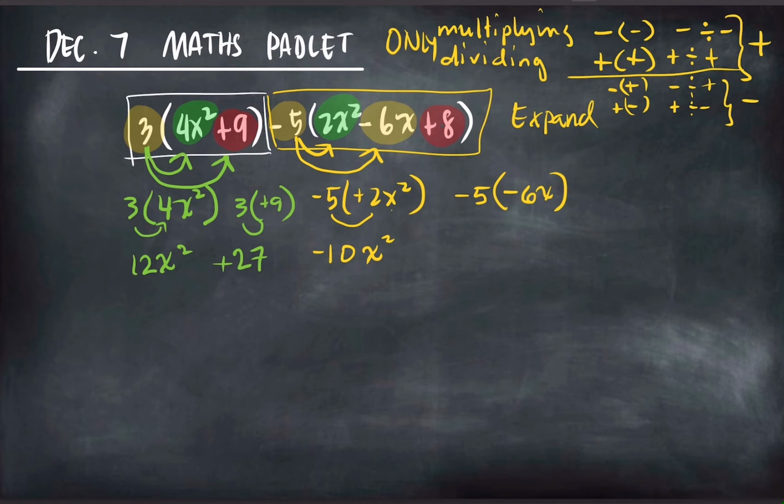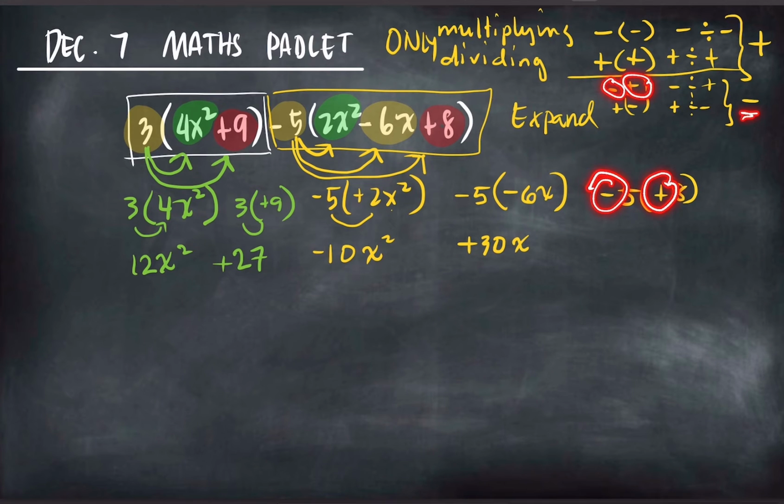Now look at this one. Negative 5 times negative 6. So what will the answer be? It will be positive 30 and bring down the variable x. Okay? And then lastly, you have negative 5 times positive 8. Okay? So look at that. Negative 5 times positive 8. Negative times positive, so the answer will be negative. Negative 5 times 8 is negative 40.